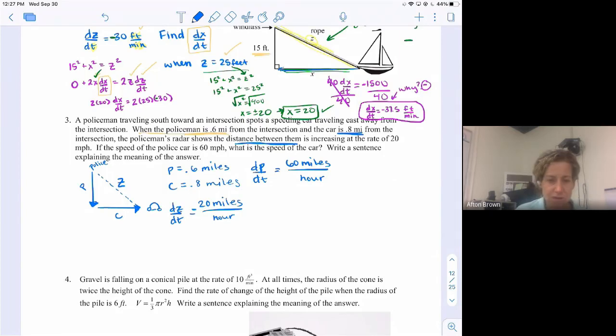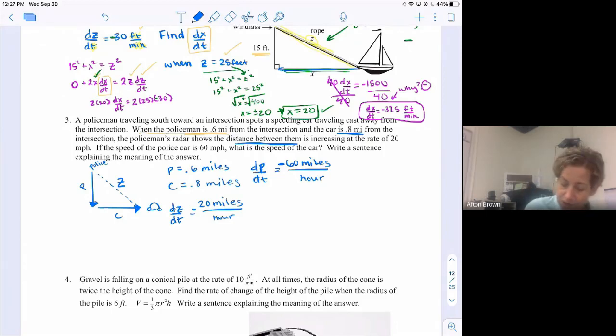Now you have to ask yourself, anytime you have a rate, is that a positive 60 or is it a negative 60? Is P, this length that I'm calling P, increasing or decreasing over time? Decreasing. Very good, Gregory. So I'm going to add a negative to that because I know that that distance is decreasing.